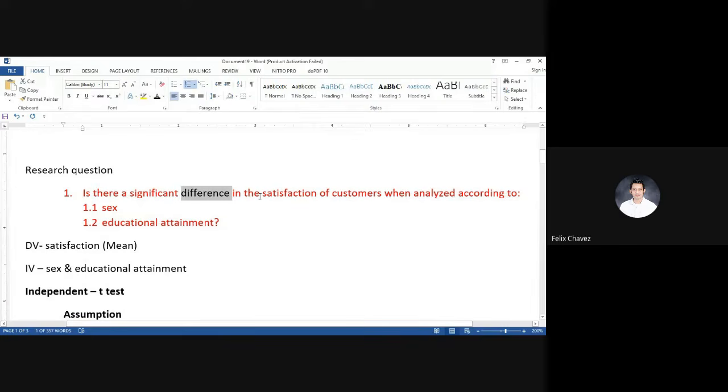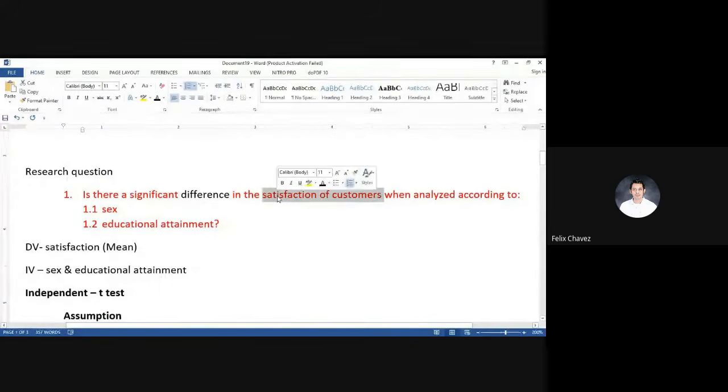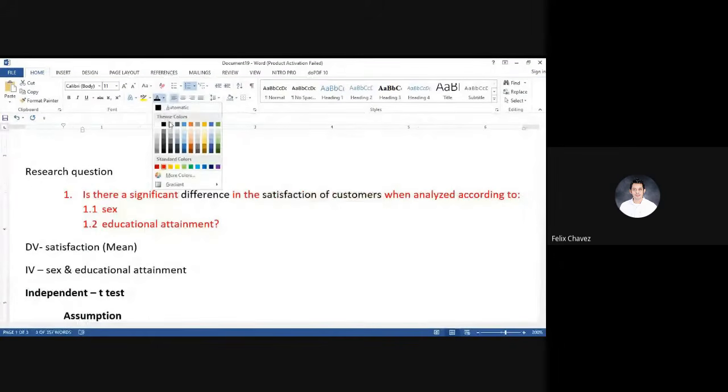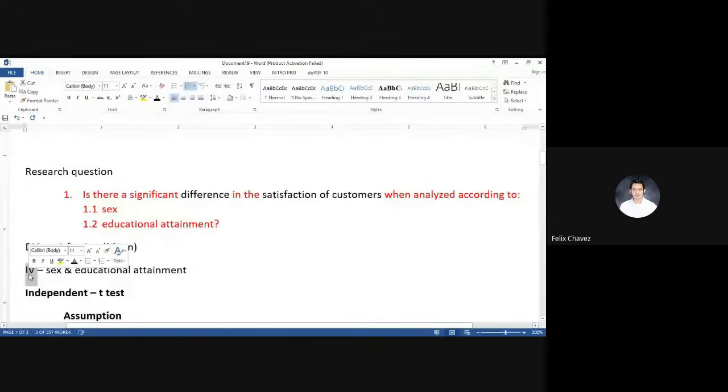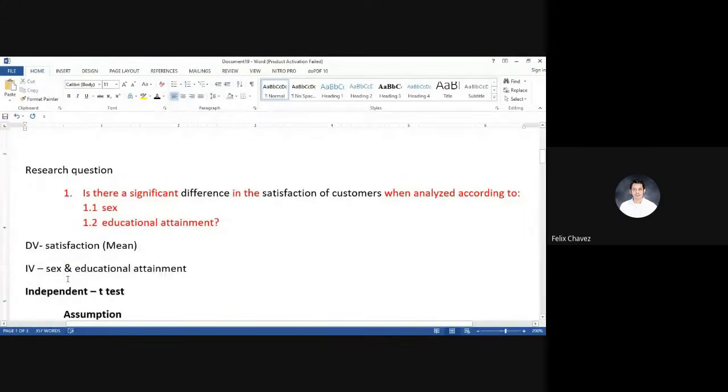So the variables include satisfaction of customers. This is the outcome or the dependent variable. This is the thing that we wanted to compare. Okay. The outcome, which is the customer satisfaction, among a certain group. Okay. When analyzed according to sex and educational attainment. The independent variables here are the sex and educational attainment.